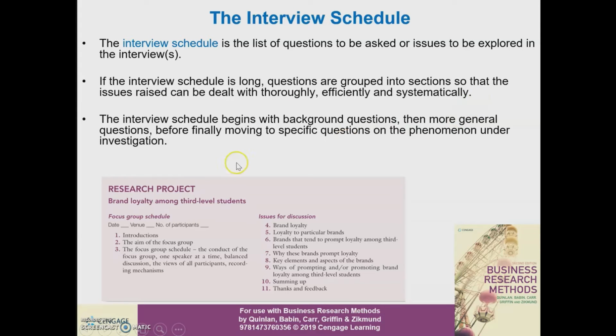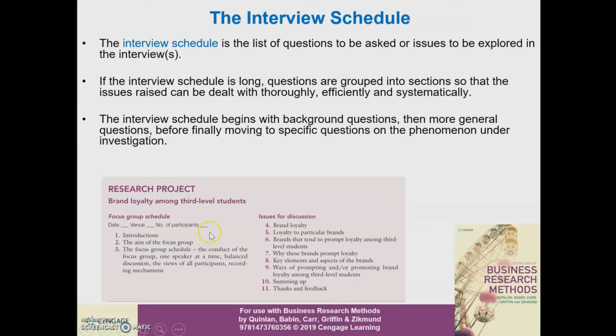So the interview schedule begins with background questions. As you can see here on the left side, we have an example of a research project on brand loyalty among third level students. The first question would be on introductions of how the research is going to be conducted, and then also an introduction to the aim of the focus group.